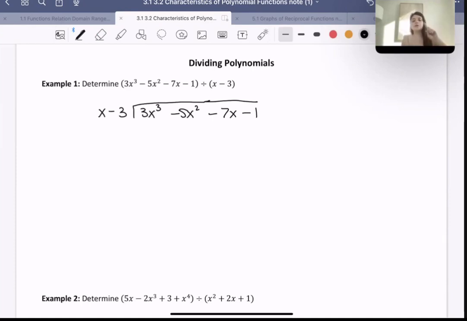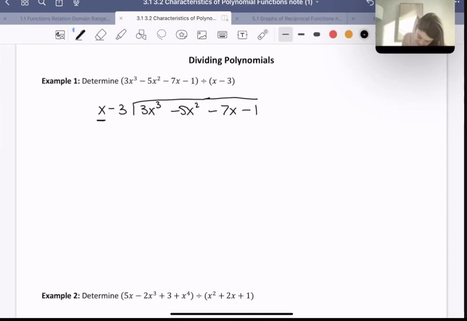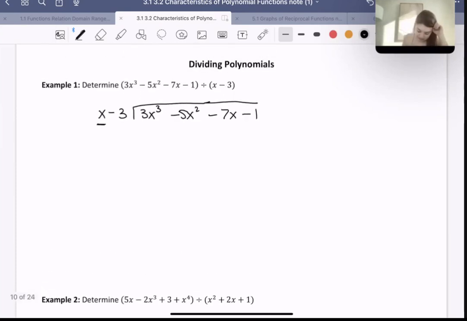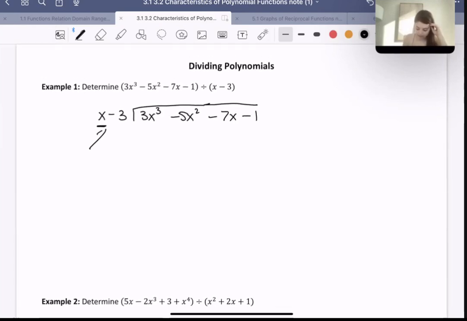Okay, so first question I'm going to ask is how many times does x go into 3x cubed? And the reason I'm looking at x, and not asking how many times does x minus 3 go into 3x cubed, is because we can deal with whatever the minus 3 brings us a bit later. Right now we're just focused on x because this is the highest degree in the polynomial inside our division sign. Okay, so let's go for it.